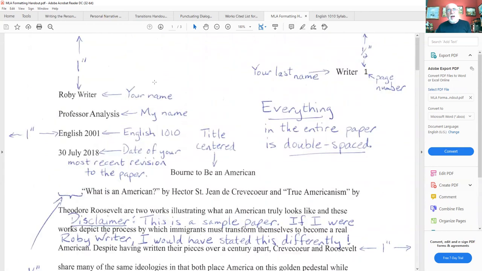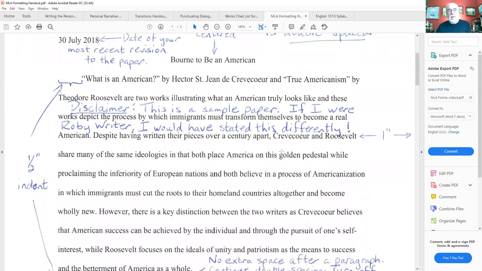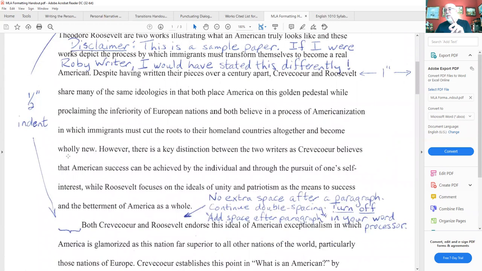So I've seen some of you have done this already in some of your submissions. So some of you know this already: your name, my name, English 1010. I like this to be the date of your last revision of the paper. You need a running header here, your last name, page number, half an inch between the top of the page and your running header, okay? Title centered. Paragraphs, half inch indent, okay? Every paragraph, half inch indent.